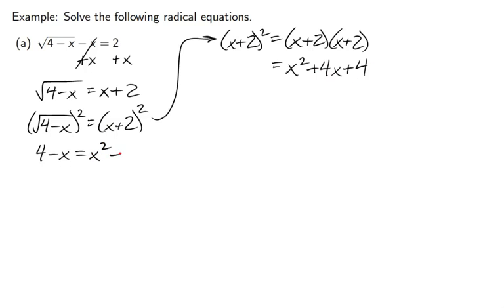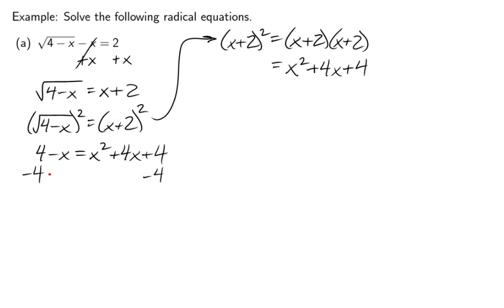Long story short, when you're doing these, make sure that you end up with 3 terms when you square a binomial. Don't lose this middle term because you're trying to make up a shortcut that doesn't work. So now, this is a polynomial equation. We need to get it equal to 0.